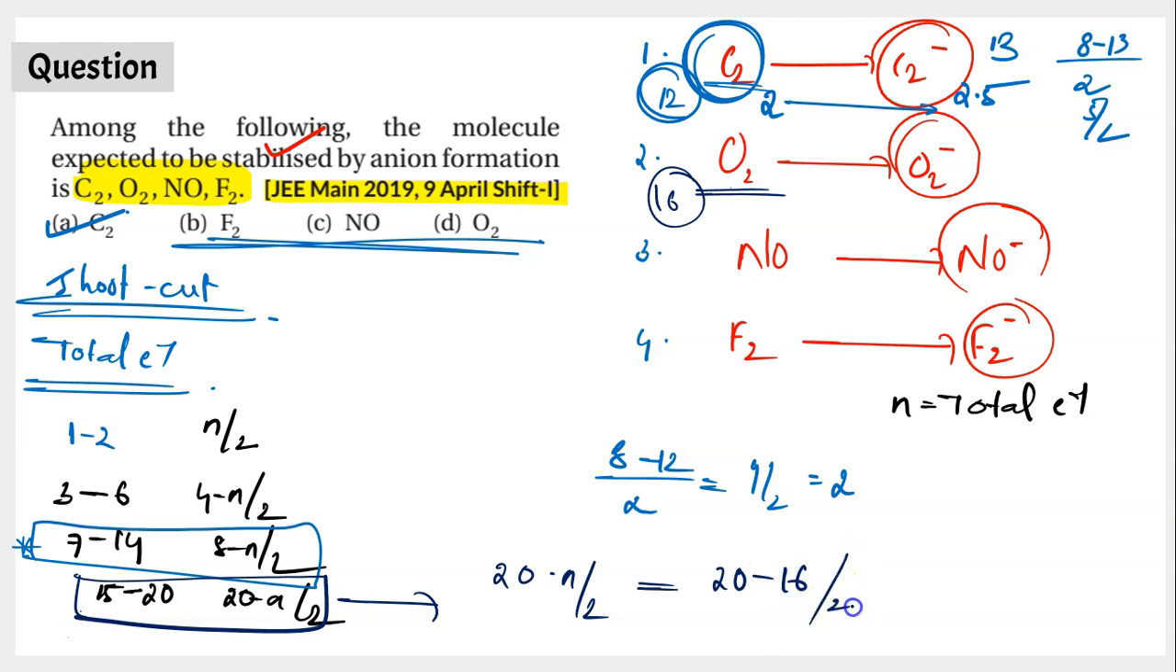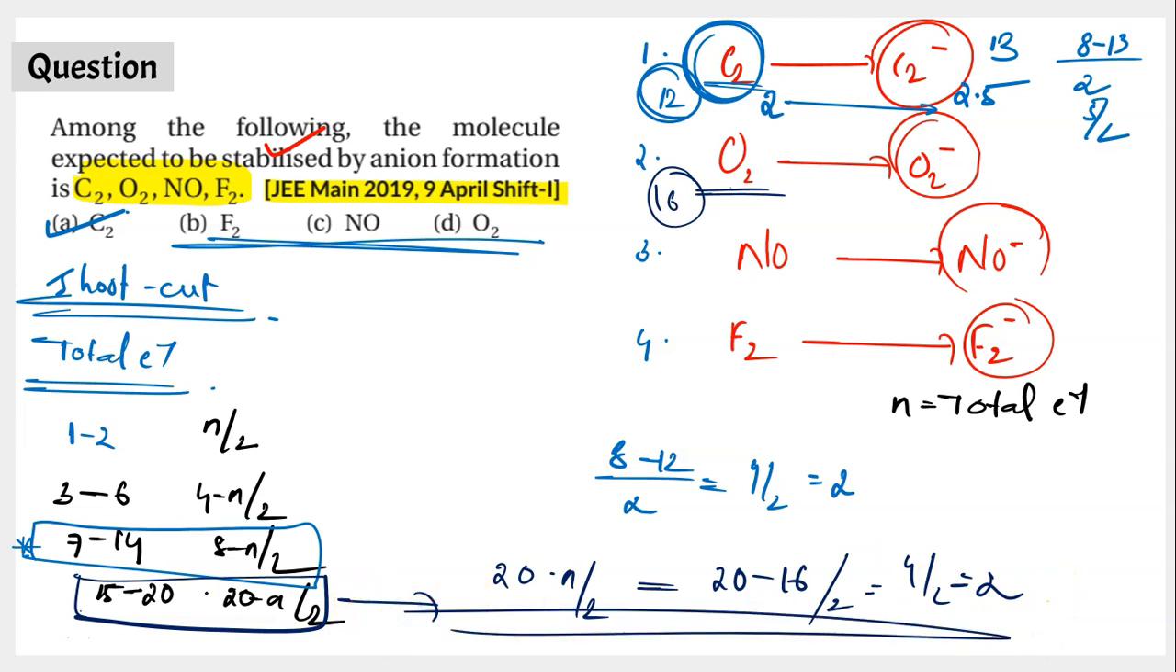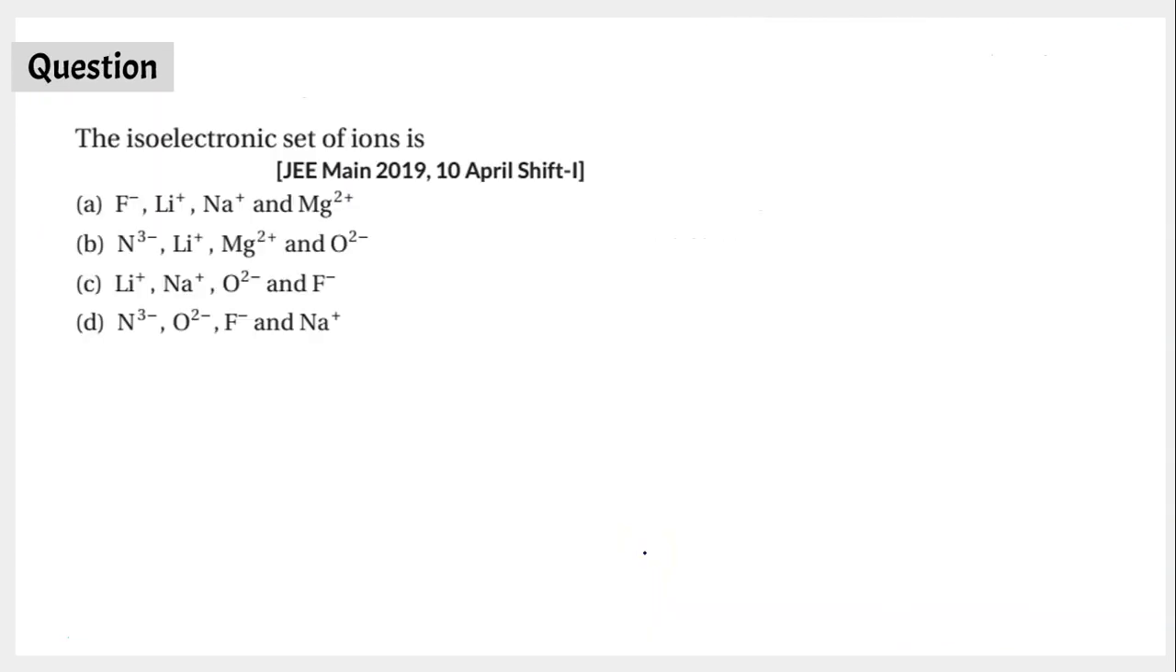So 20 minus 16 by 2, which is equal to 4 by 2, and its bond order is equal to 2. This is how you'll be using the shortcut formulae. But in case of any doubts regarding this, please let me know what your doubts are in the comment section below. For now, moving on to the next question.